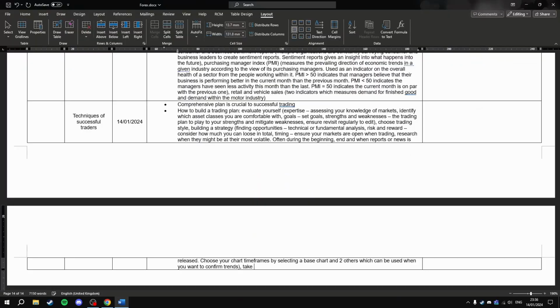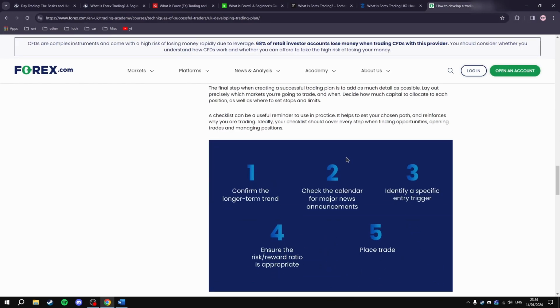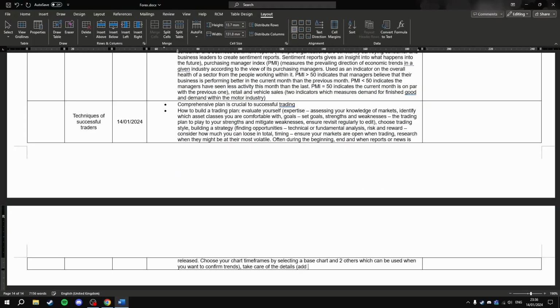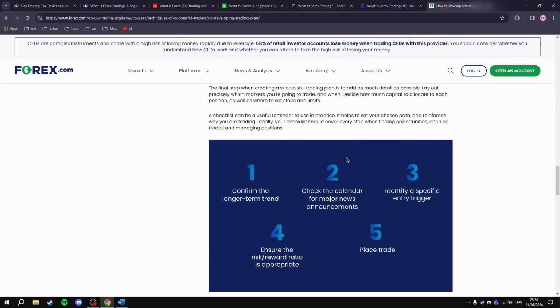Take care of the details. The final step when creating a successful trading plan is to add as much detail as possible. Lay out precisely which markets you're going to trade and when. Decide how much capital to allocate to each position, as well as where to set stops and limits.